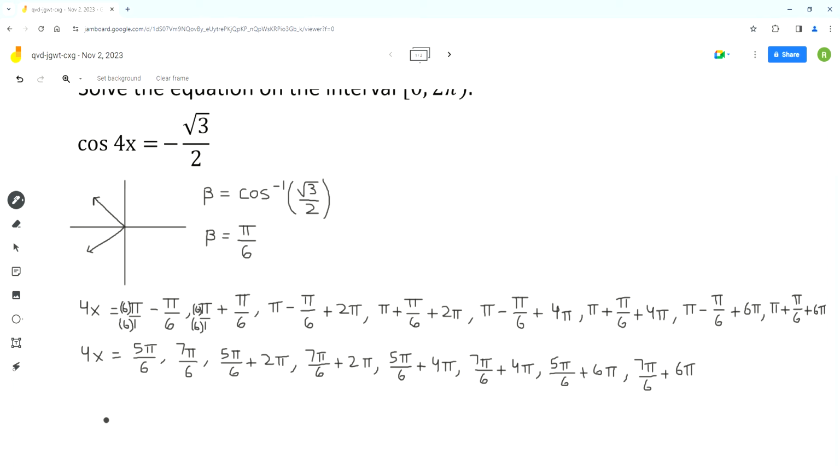Now we have to combine these values. So in the next step, we get 4x equals 5 pi over 6 and then 7 pi over 6. So now we have to do 5 pi over 6 plus 2 pi. The denominator of 2 pi is 1, so the common denominator will be 6. We'll multiply the numerator and the denominator by 6. So we get 12 pi over 6. So 12 pi plus 5 pi will become 17 pi over 6.